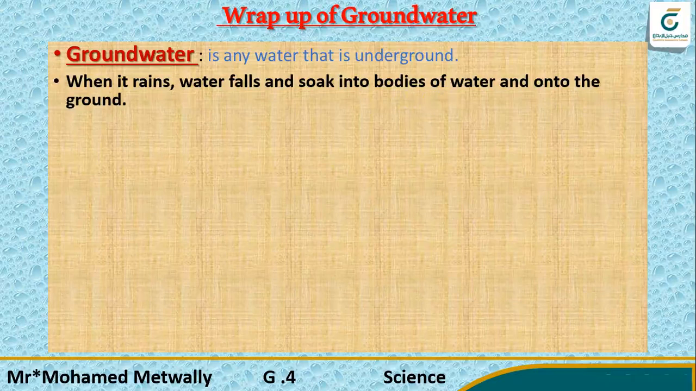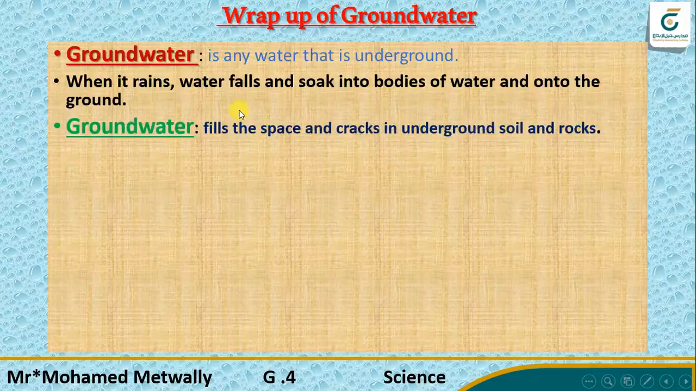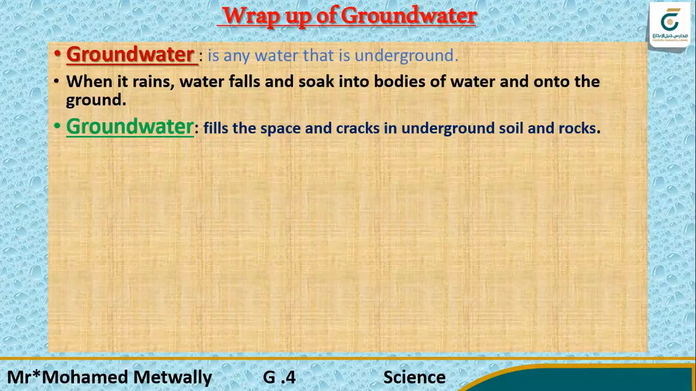When we talk about surface water, the bodies of water are like oceans, seas, streams, ponds, lakes, and so on. So when it rains, water falls and soaks into bodies of water and onto the ground. For groundwater, the rainwater falls onto the ground as well. The groundwater fills the spaces and cracks in underground soil and rocks. That's why it goes deep inside the ground.